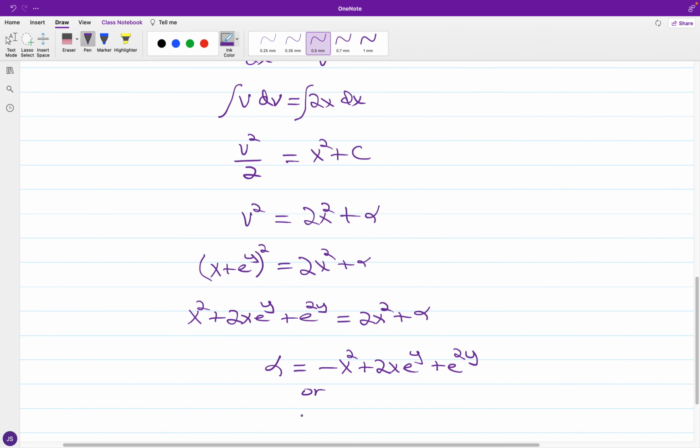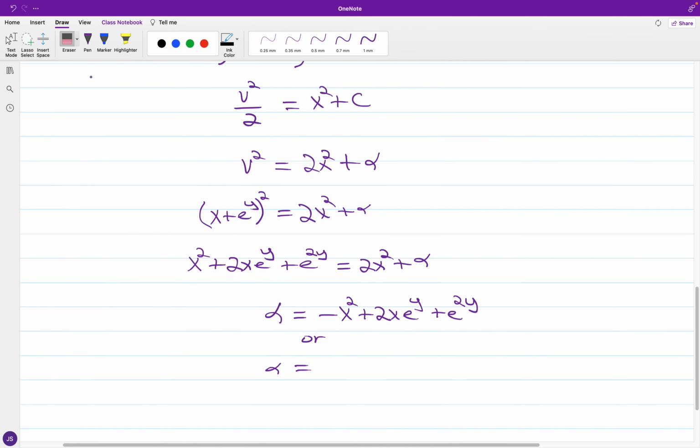Another way you can express this, if you switch the signs, because of what is referred to as constants absorbing, you could divide by negative 1 and we'll just call this beta, alpha multiplied by negative 1. And we say we have x squared minus 2x e to the y minus e raised to the 2y.